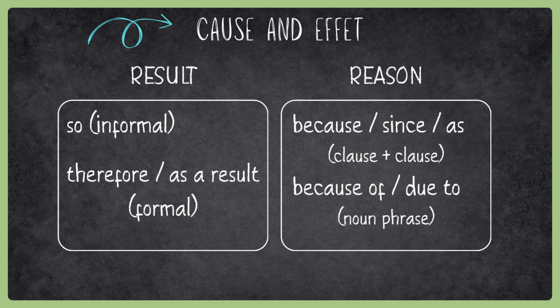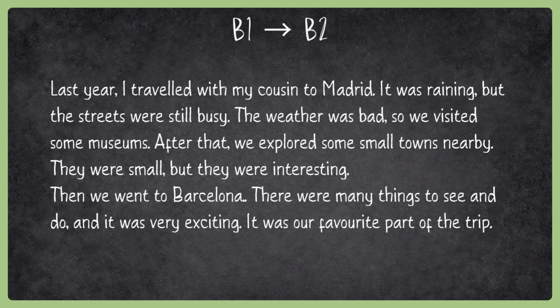Let's see one last example. How can you improve this paragraph using some of the connectors we have seen today? Last year, I travelled with my cousin to Madrid. It was raining, but the streets were still busy. The weather was bad, so we visited some museums. After that, we explored some small towns nearby. They were small, but they were interesting.